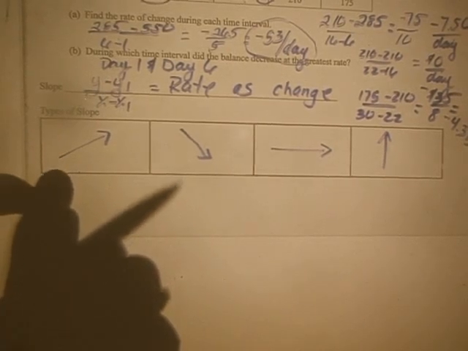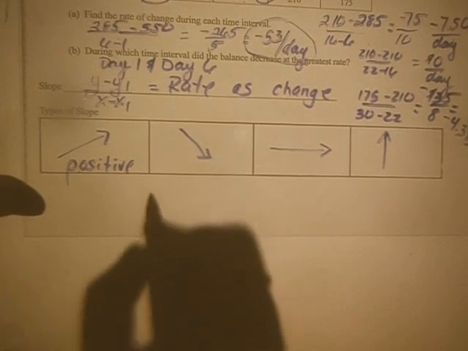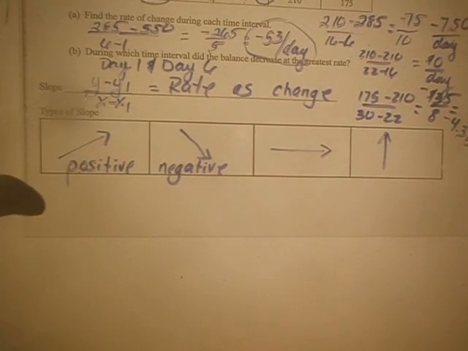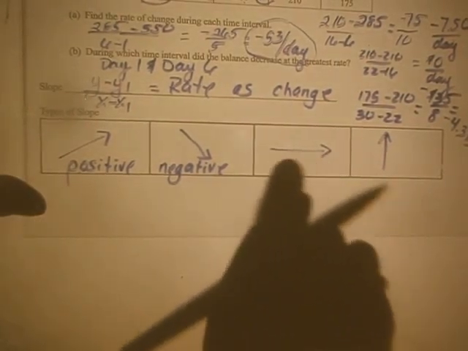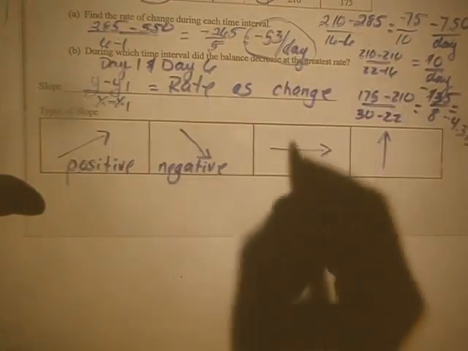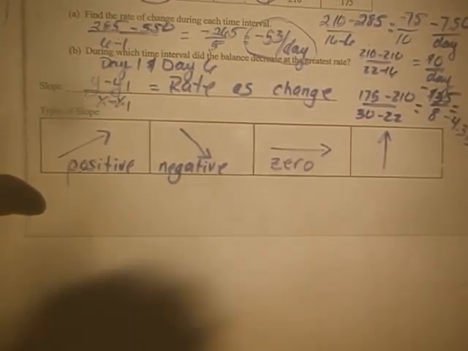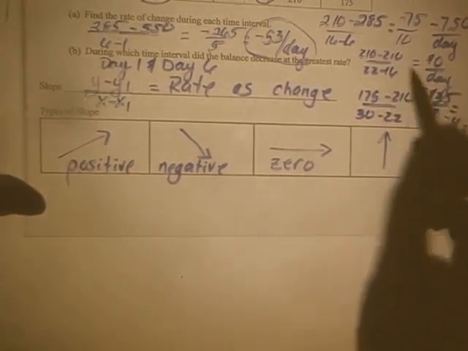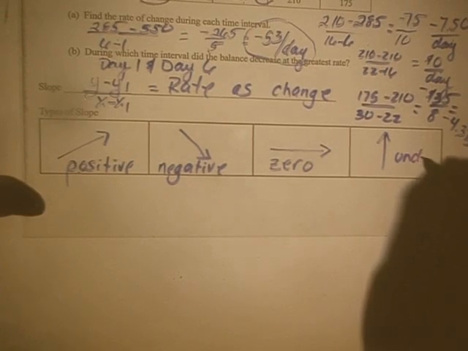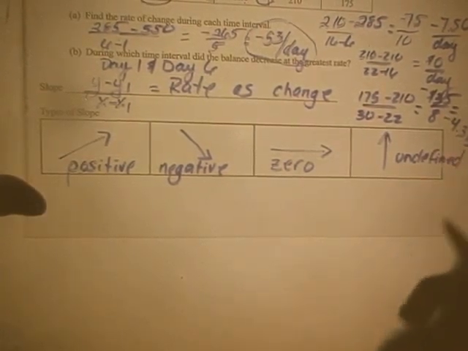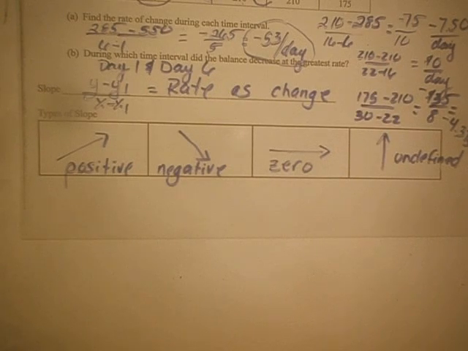If your slope goes up as it goes from left to right, it is a positive slope. If it goes down as it goes from left to right, it is a negative slope. If it's horizontal and you're looking for a rate of change and it's flat across, it has a slope of 0. And straight up and down like that, that slope is undefined. So your slope can be positive, your slope can be negative, your slope can be 0, or your slope can be undefined.